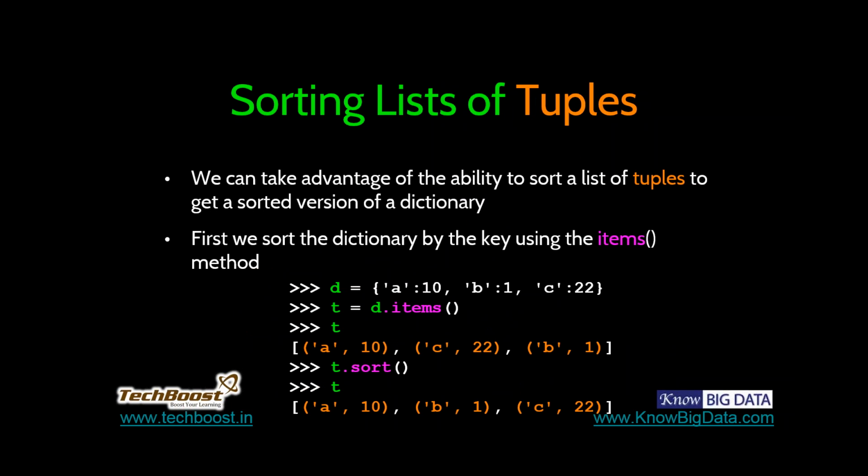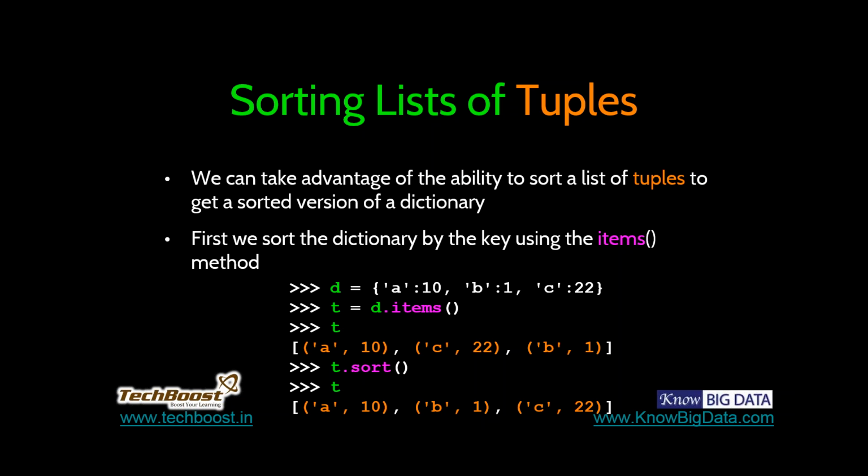Let's see another example where we are trying to sort a list of tuples, and this in fact is related also to the sorting of dictionary. We can take advantage of the ability to sort a list of tuples to get a sorted version of a dictionary. As we discussed in our previous slides of dictionary, you can sort a dictionary using the sorted method, but by default the sorted method sorts the dictionary based on keys. Now we're seeing how tuples can be used to sort the dictionary. So first we sort the dictionary by the key using the items method.